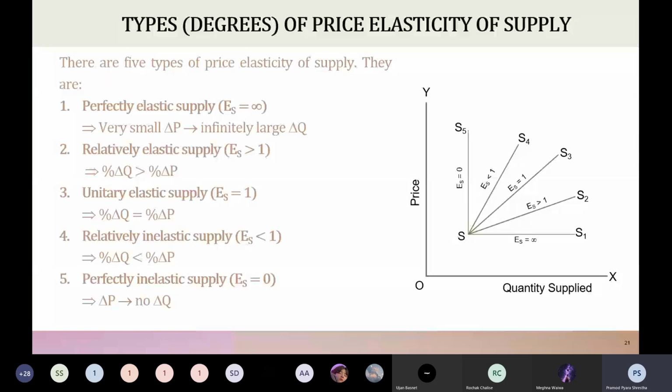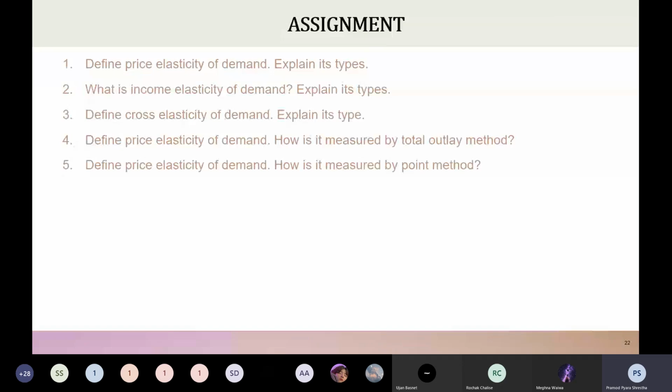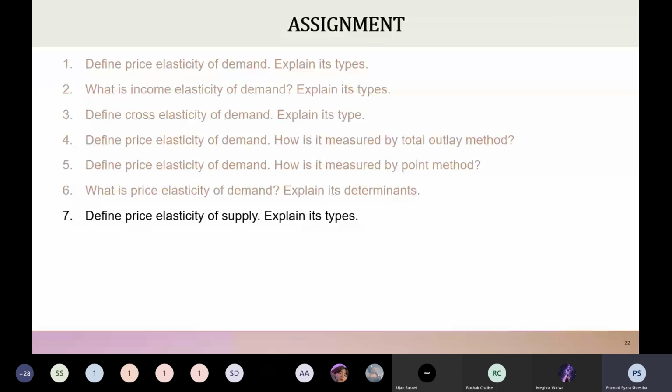Okay, and then finally, this is your assignment. These are the questions. There are altogether 7 questions, 2 of which have already been given to you yesterday. This is your assignment for this week. You have to answer all these questions, and each question more or less requires a 3 page answer in your register. You have to make diagrams as well, with explanation of the diagram and the different types of elasticity.